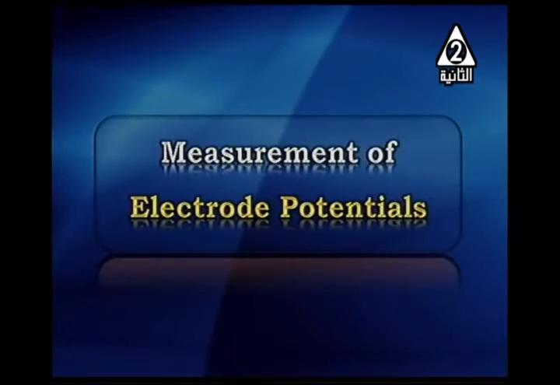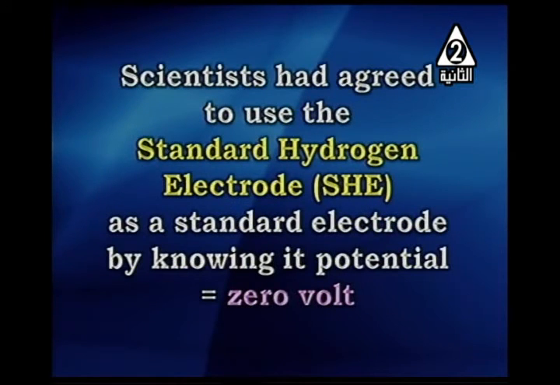Today we have another part about electrochemistry. We have measurement of the electrode potential. What is meant by electrode? Electrode means the half cell, as we see in the last part of this reaction. What is the value of voltage that is produced from these batteries or cells? Scientists agreed to use the standard hydrogen electrode. It is abbreviated SHE. What is meant by SHE? SHE is the symbol of the standard hydrogen electrode. As a standard electrode, its potential equals 0 volts.